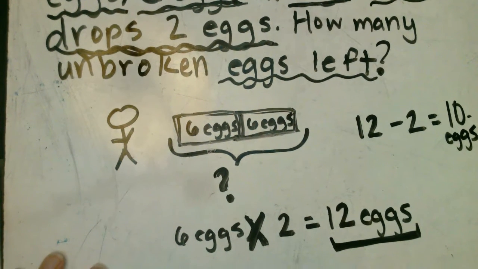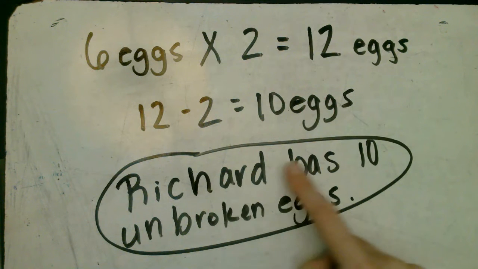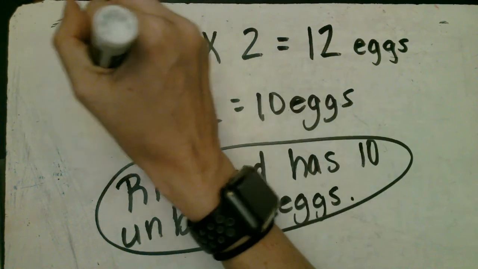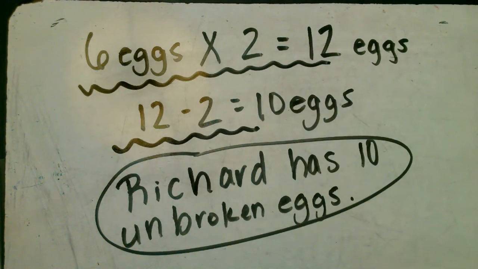Let's write a sentence so we know how many eggs Richard has unbroken. After all the work that we did, we found out that Richard has 10 unbroken eggs. The problem that we did about Richard and his eggs relates to our lesson today because we are going to be talking about solving equations that involve multiple different operations. In this last equation that we just solved together, we saw multiplication and subtraction. That's 2 different operations.